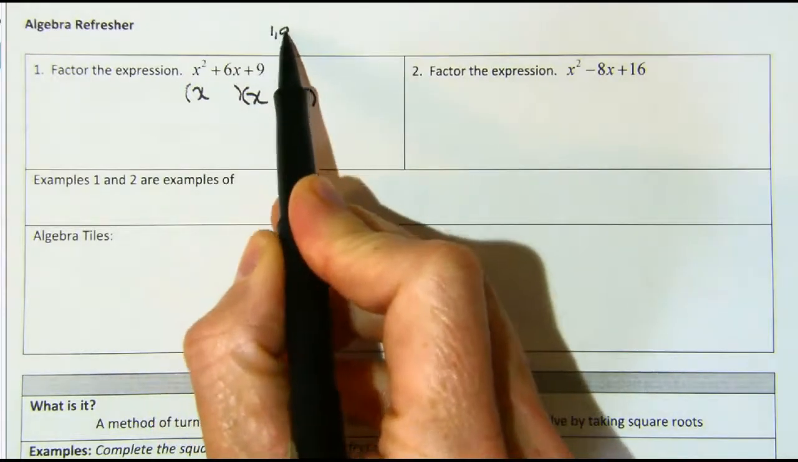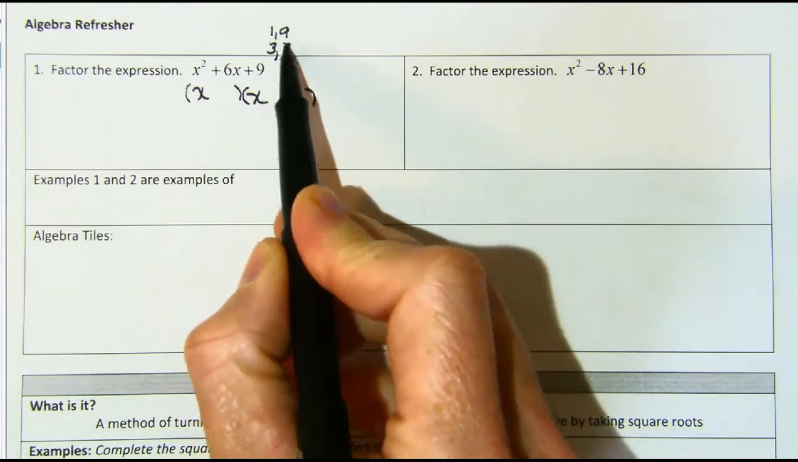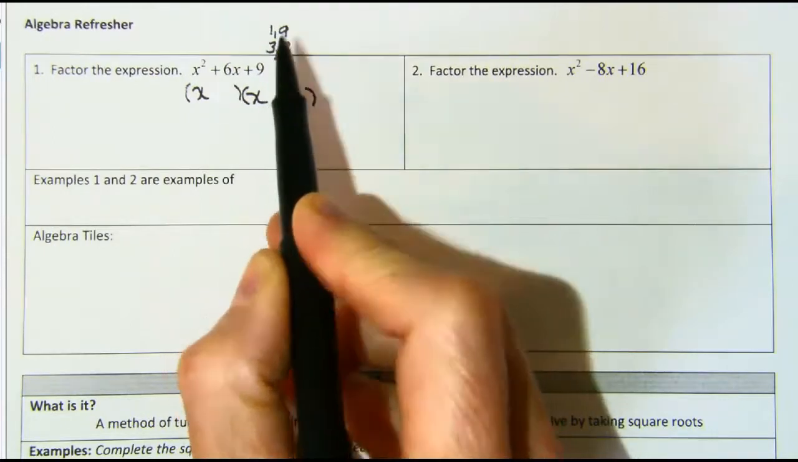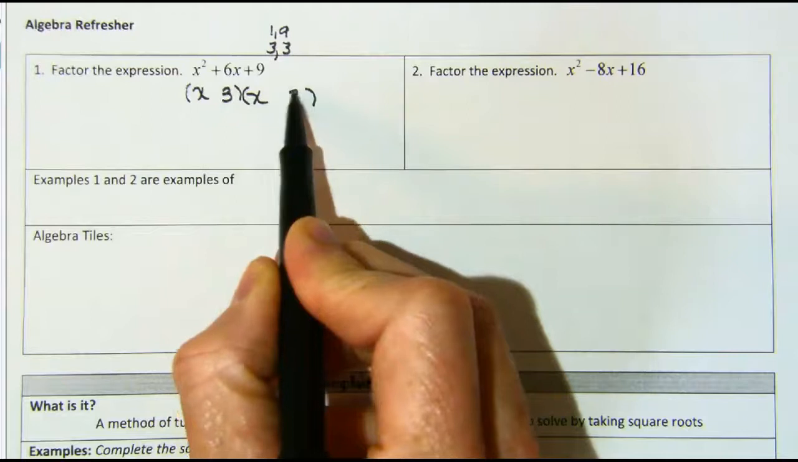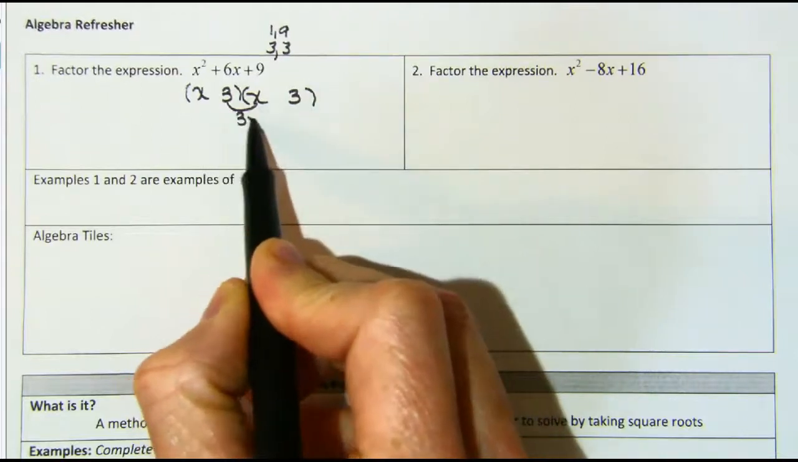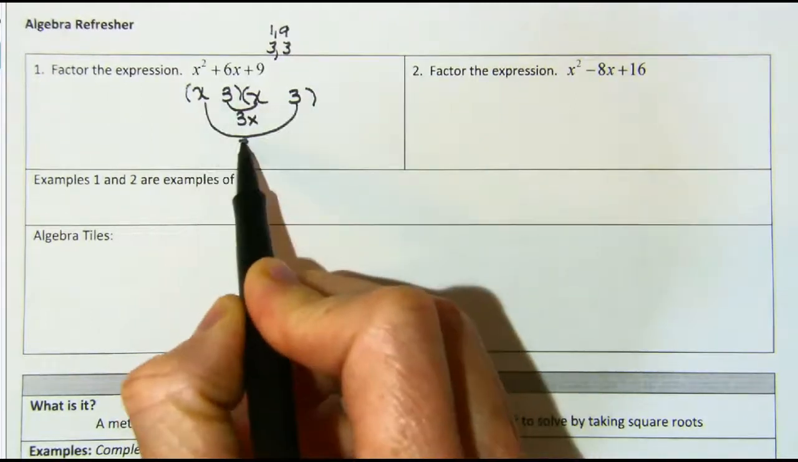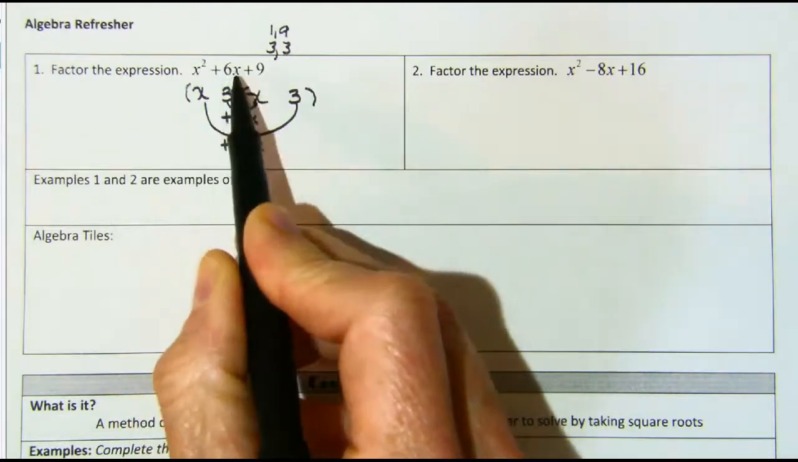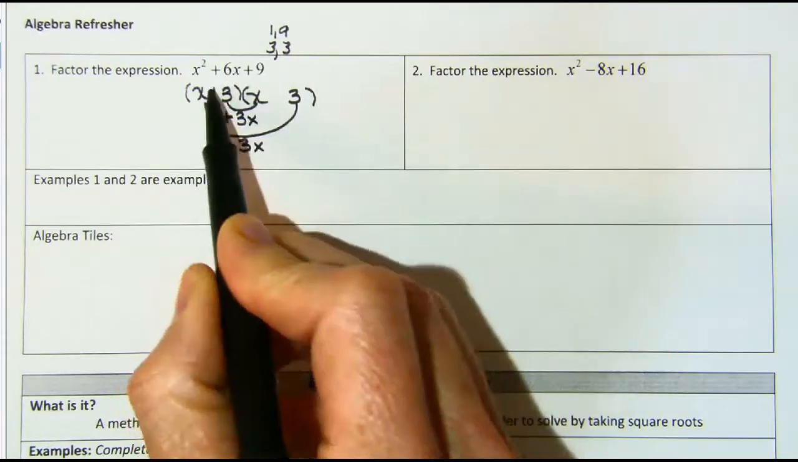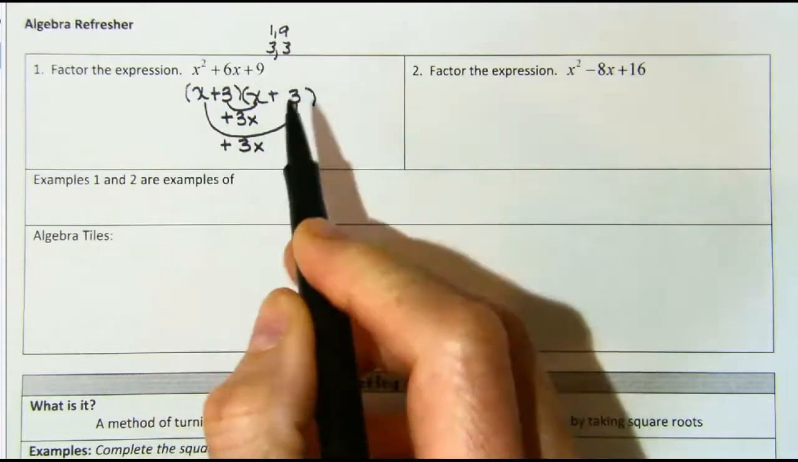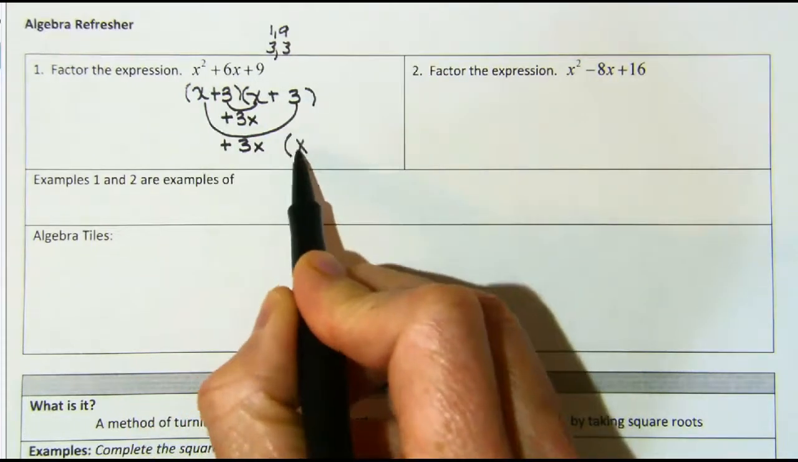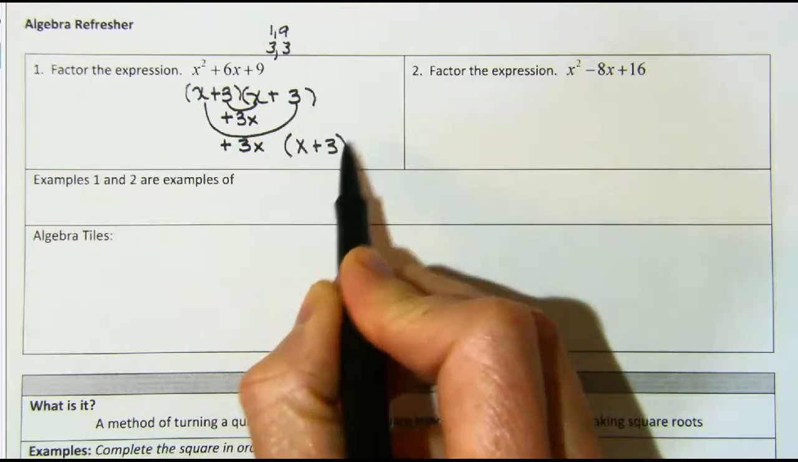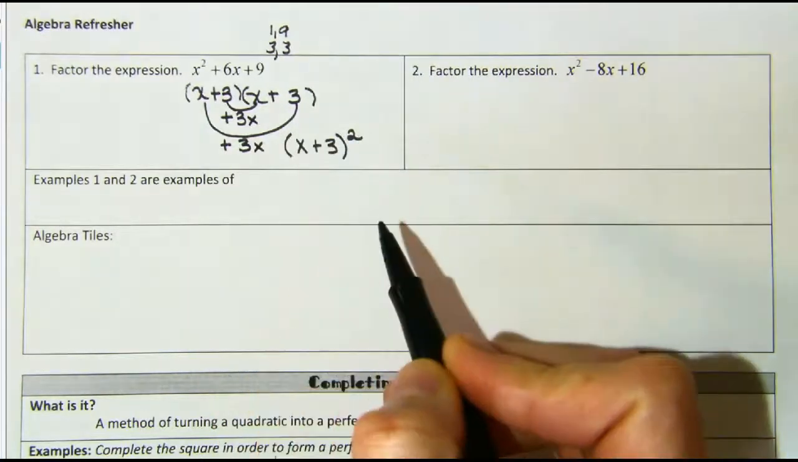Well, 9 has factors 1 and 9, 3 and 3. Well, you can clearly see 3 and 3, if we add this up in here and here, if those are both positive, they will give us a positive 6x. So this is a positive, this is a positive. So you can actually write this x plus 3 condensed squared.